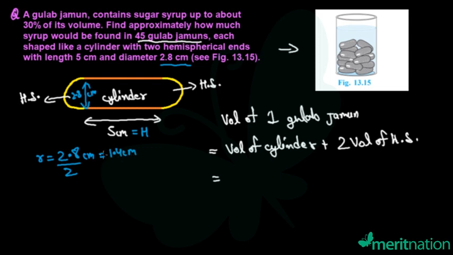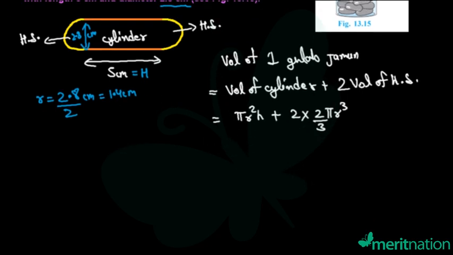Now we can easily find this volume. The volume of any cylinder, we know, is always equal to pi r square h. So it would be equal to pi r square h plus twice the volume of hemisphere. The volume of any hemisphere is equal to 2 by 3 pi r cube. We know all the dimensions. Now all we have to do is substitute the values. So the volume of one gulab jamun, we can take pi r square common, so it would be equal to pi r square times h plus 4 by 3 times r.